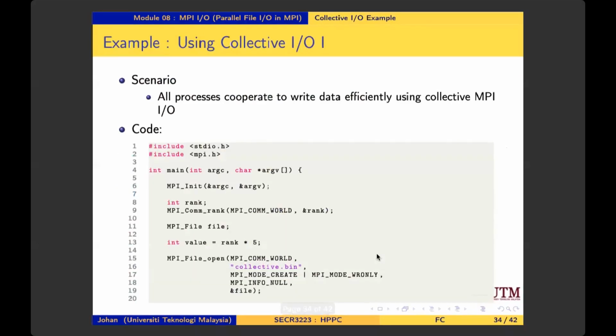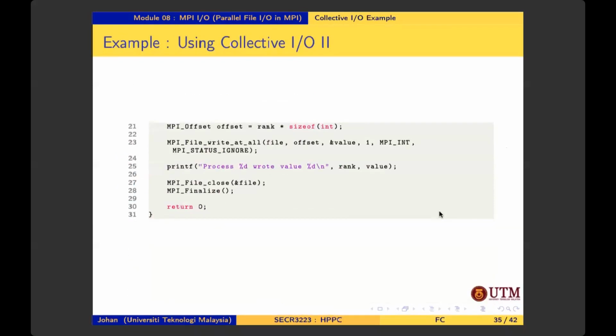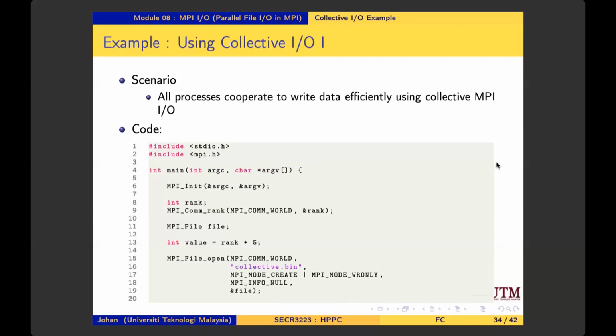So this is the collective IO. Scenario: all processes cooperate to write data using collective IO. This is the same thing I wanted to explain. This is one example of the code. Also here we have an offset. We normally use this: we open the file, and then we try to process that.